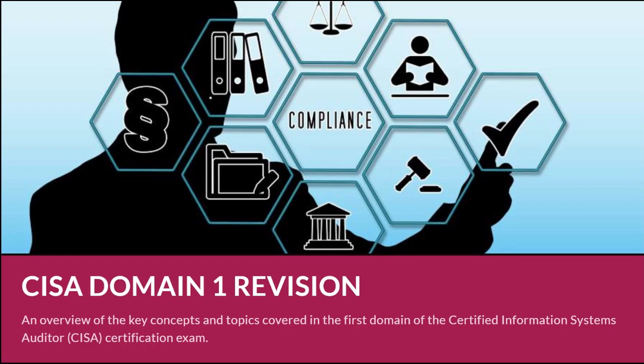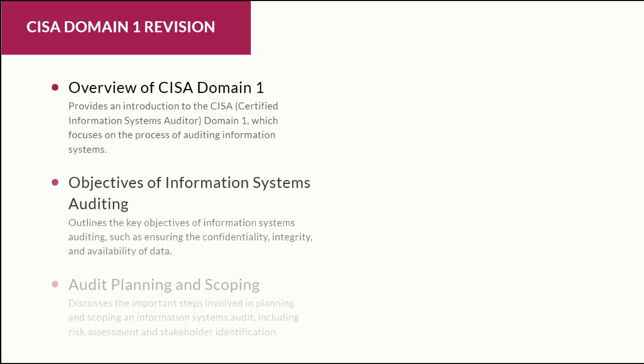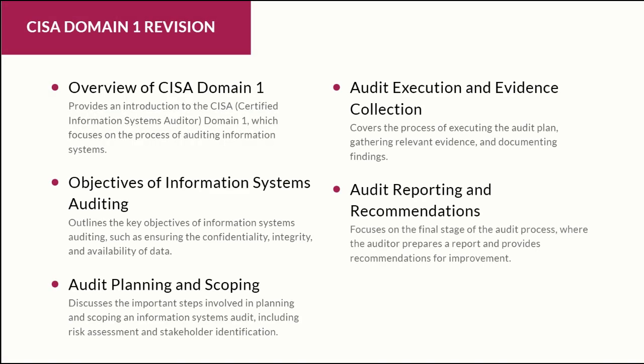In this session, we'll cover everything you need to know about Domain 1, the process of auditing information systems. This domain makes up 21% of the CISA exam, so it's crucial to understand it thoroughly. We'll break it down step by step, explaining each concept in detail.